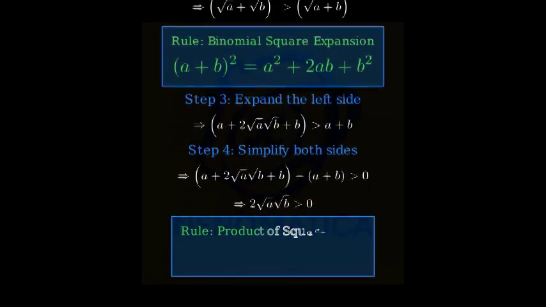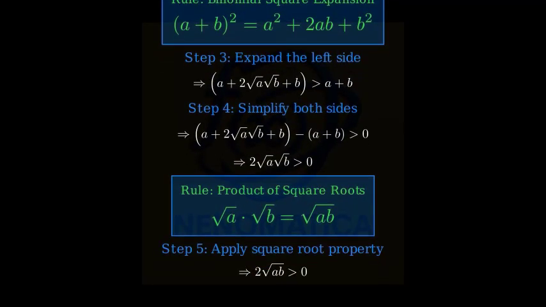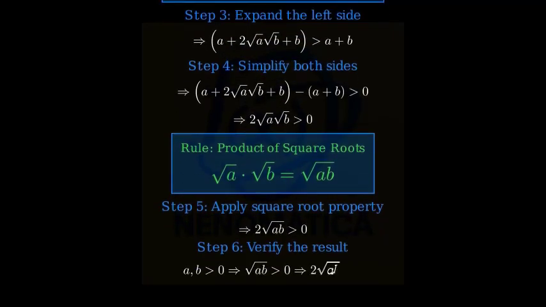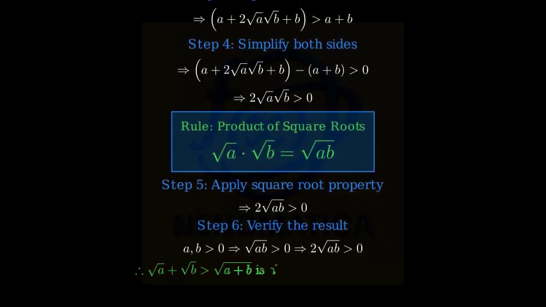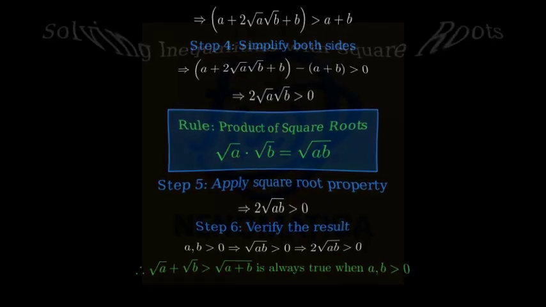We can simplify the expression further by using the property of square roots. The square root of a times the square root of b equals the square root of ab. Now, we need to check if this inequality is true. Since a and b are both positive, their square root product is also positive. So 2 times the square root of ab is definitely greater than 0. Therefore, our original inequality is always true for positive values of a and b.